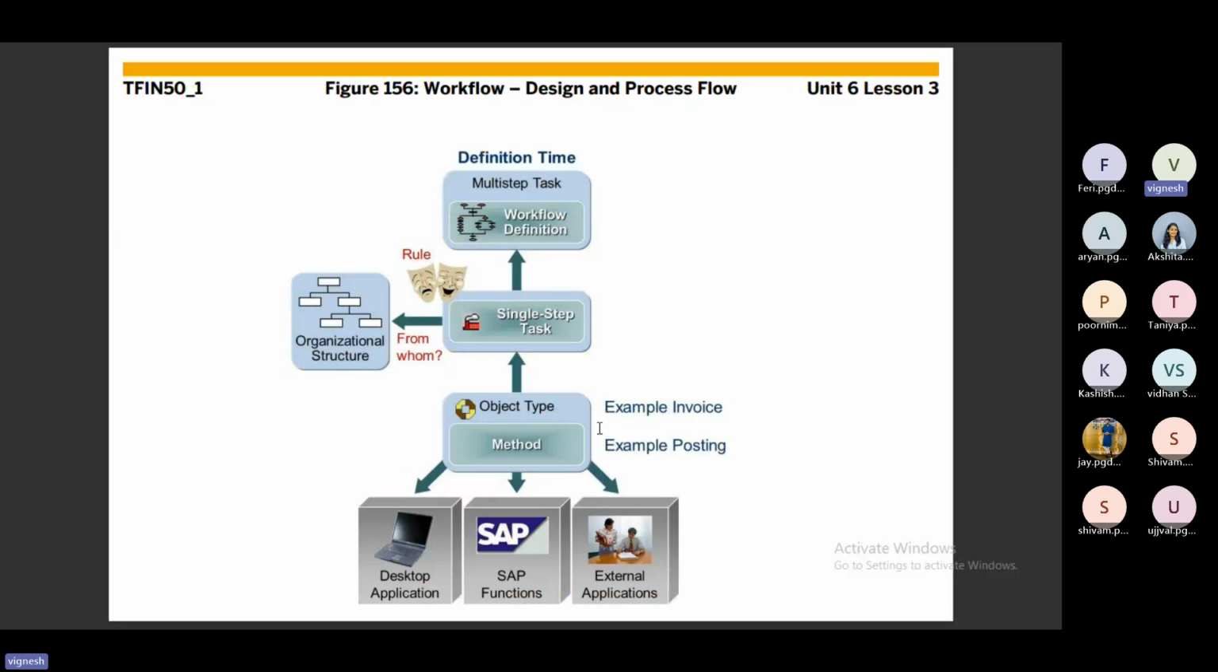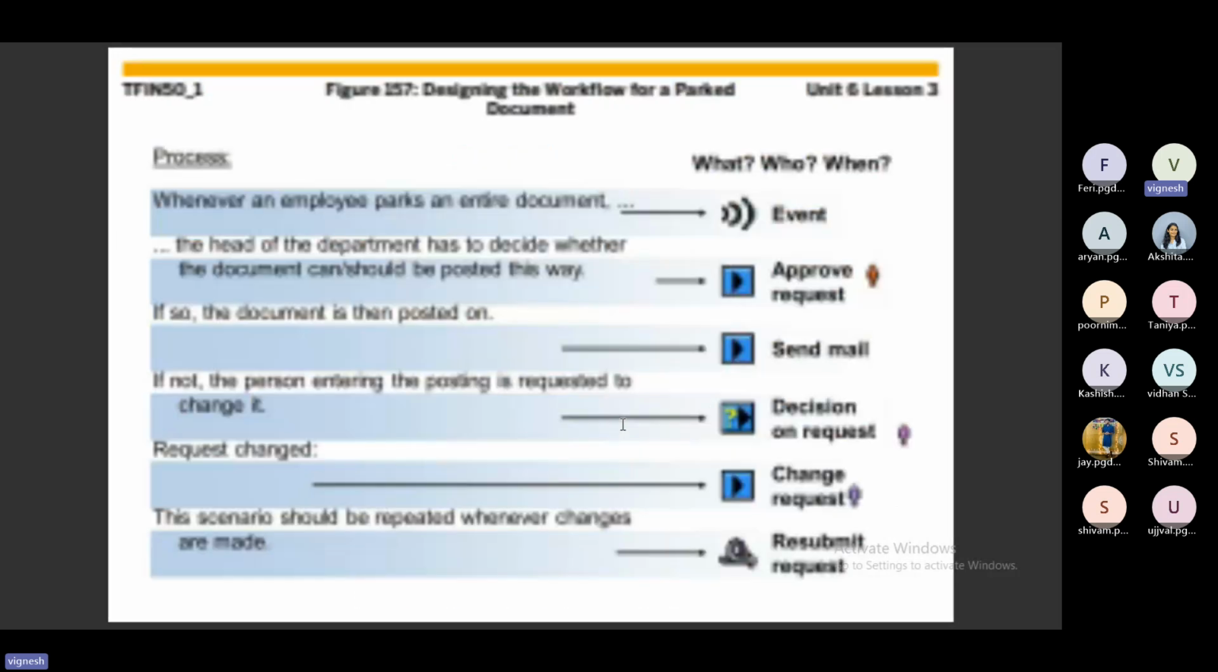In single-step task, we maintain the rules: from whom, and what organizational structures we are going to maintain. That is the hierarchy areas that also need to be set here. So the object type, for example invoice, posting, will also be available. That will be in desktop applications, SAP functions, external applications. All need to be arrived at in these workflow definitions.